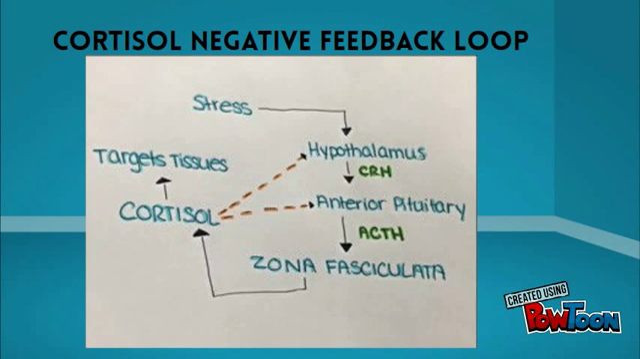Cortisol negative feedback loop. Cortisol release is promoted by ACTH. ACTH release is triggered by CRH, a hormone released by the hypothalamus. Increased levels of cortisol act on the anterior pituitary, which in turn prevents the release of CRH and turns off secretion of ACTH and cortisol.